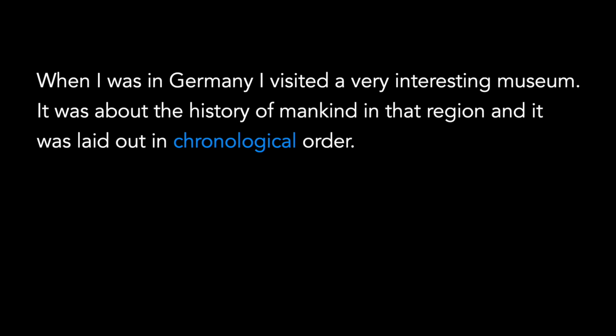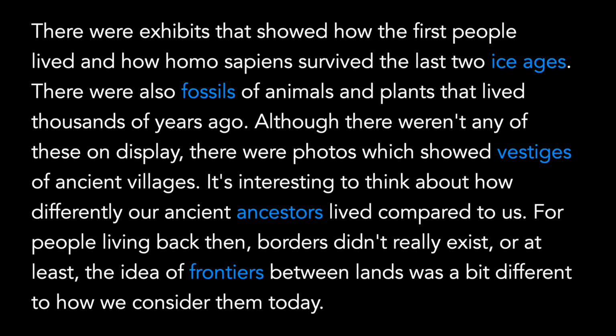When I was in Germany, I visited a very interesting museum. It was about the history of mankind in that region, and it was laid out in chronological order. There were exhibits that showed how the first people lived, and how Homo sapiens survived the last two ice ages. There are also fossils of animals and plants that lived thousands of years ago. Although there weren't any of these on display, there were photos which showed vestiges of ancient villages.